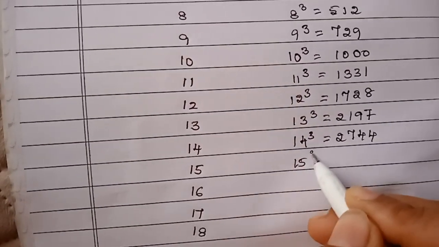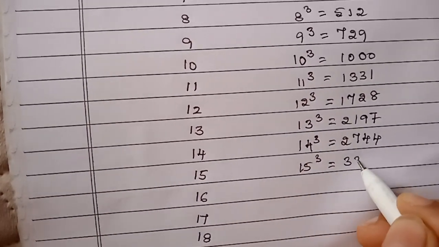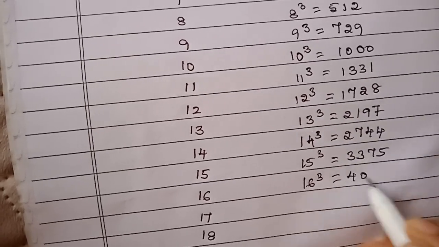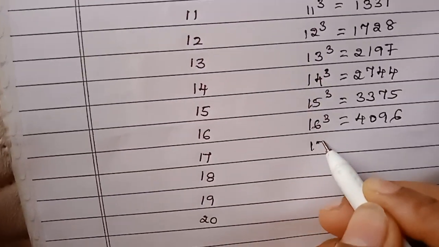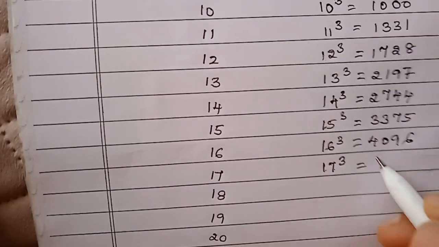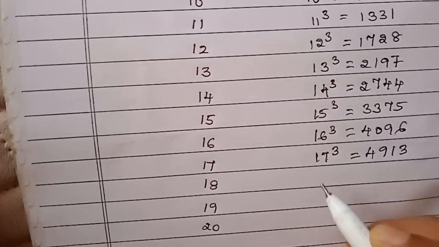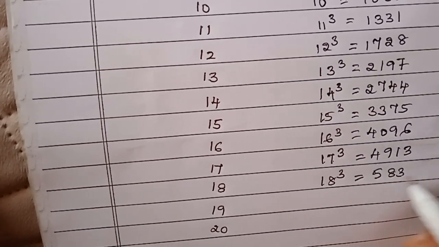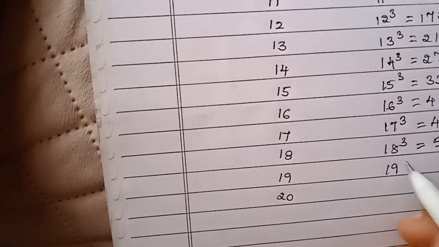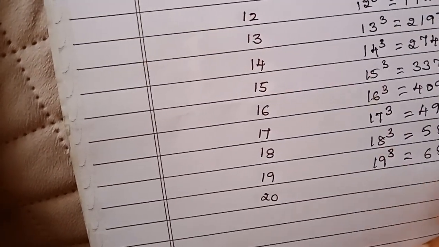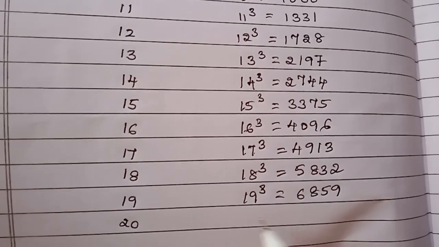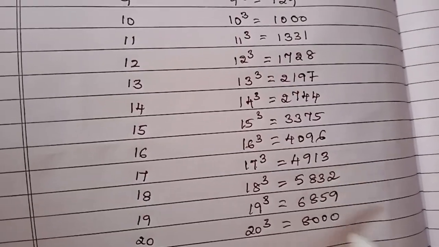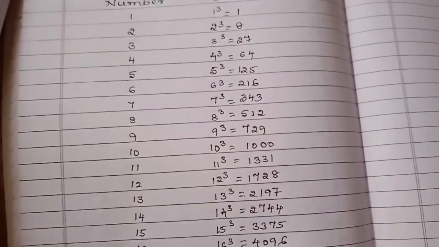15 cube is equal to 3375. 16 cube is equal to 4096. 17 cube is equal to 4913. 18 cube is equal to 5832. Then 19 cube is equal to 6859. 20 cube is equal to 8000. So how will we predict in squares?